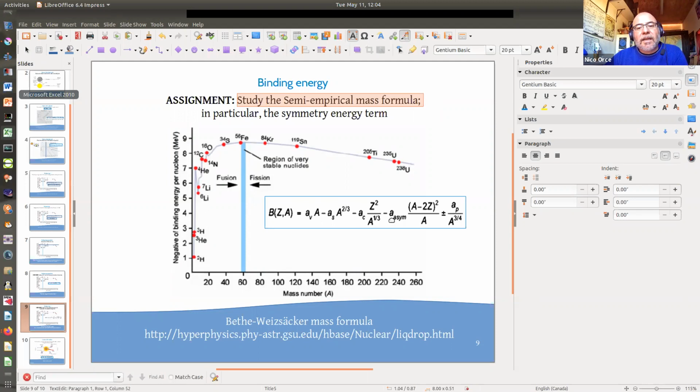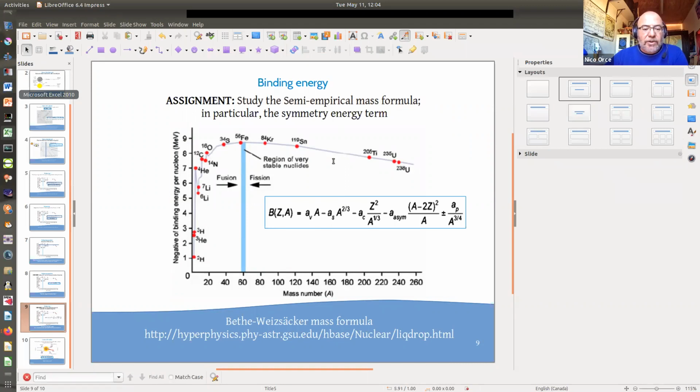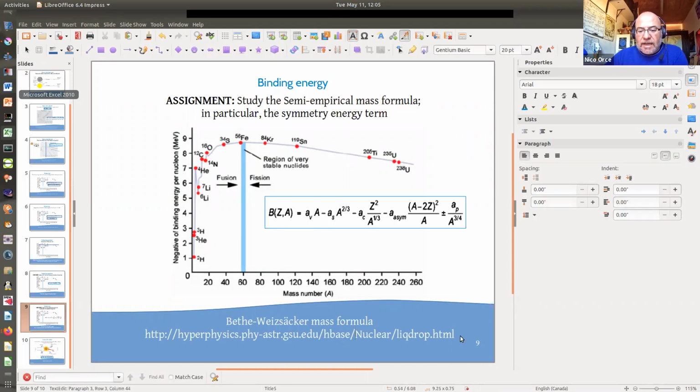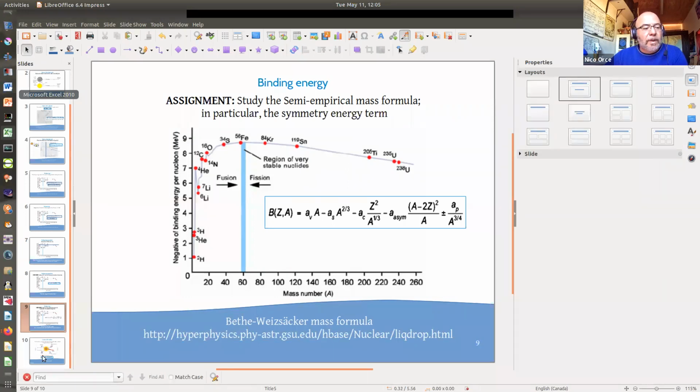And this symmetry energy term in particular gives you the slope, the negative slope coming after cobalt 62, which is the most tightly bound nucleus in the nuclear chart. So if you increase the symmetry energy, this slope comes down. I want you to investigate what the semi-empirical mass formula is telling you. And again, I always give you a reference for you to have a look and read.